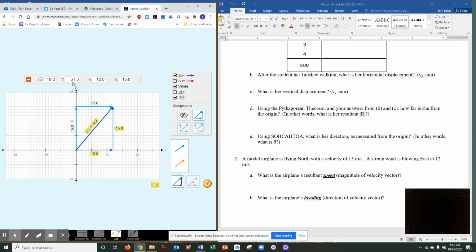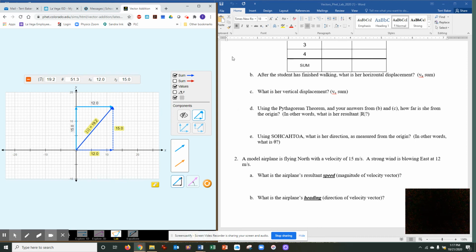If you're still having problems using sine, cosine, and tangent, please let me know, and I will set aside a time that I can meet with you on Zoom, and we will work through it.